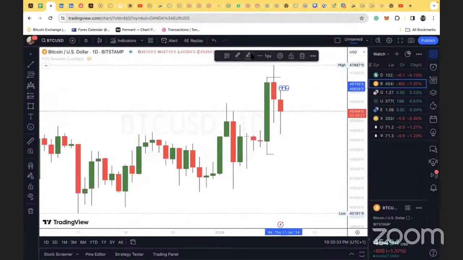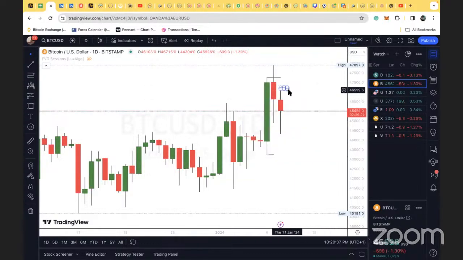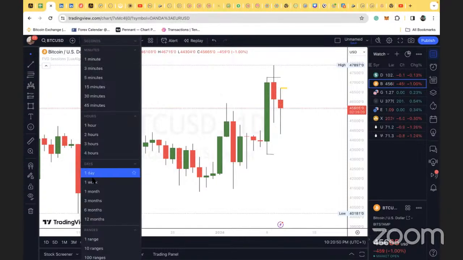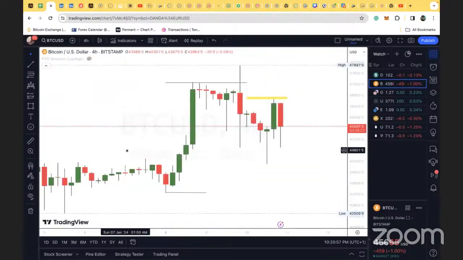Can I change the color? Let me make it a thick yellow. Today started here. That's the high of today. So we saw the daily bias that the candle closed like this, so the next day is going to go downward. Then we go to the next day. We start analysis on H4 in the morning.